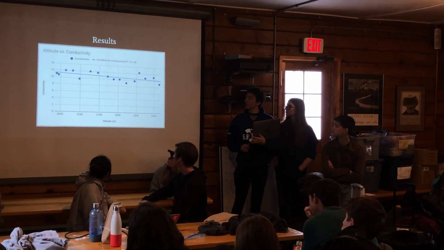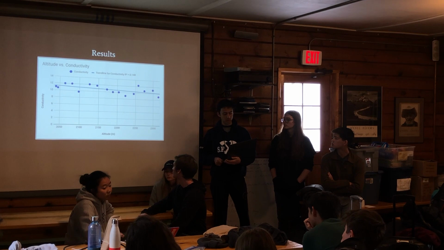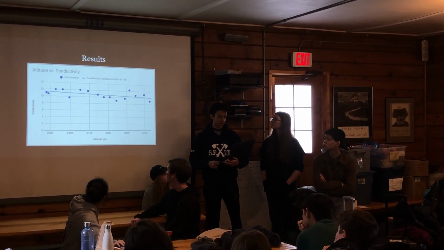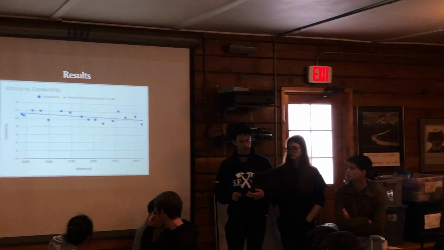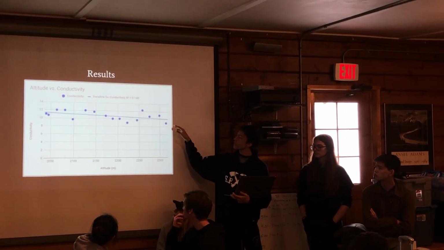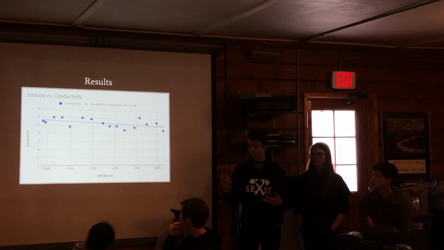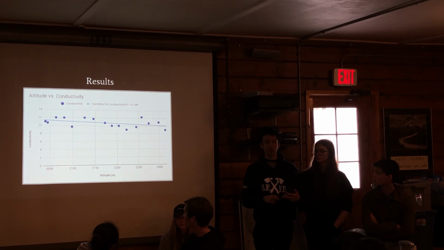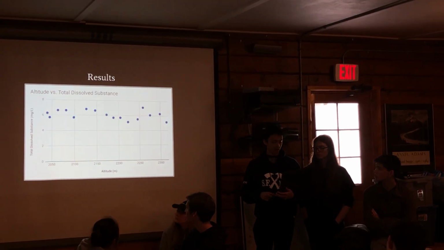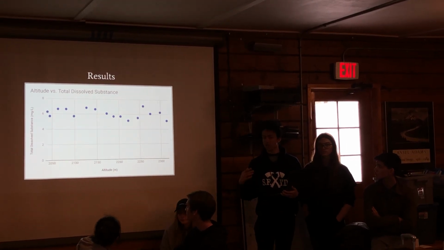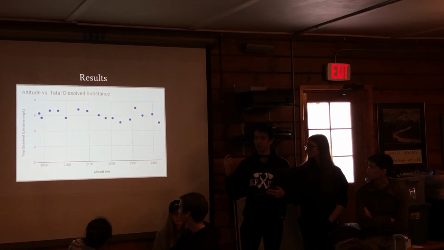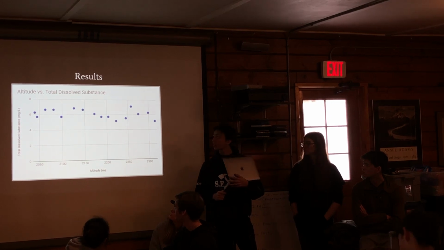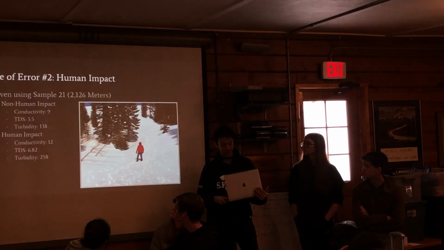So we also measured a couple other parameters with the water samples we took, and one of these was altitude versus conductivity, like we did with the first test run. And in this case, although the points are still effectively scattered around the same area, they are still very varied, and we never felt like the data was conclusive enough to make any scientific claims. And then of course, total dissolved substances is very heavily correlated with conductivity, and therefore we can't necessarily make a claim about altitude versus total dissolved substances either.